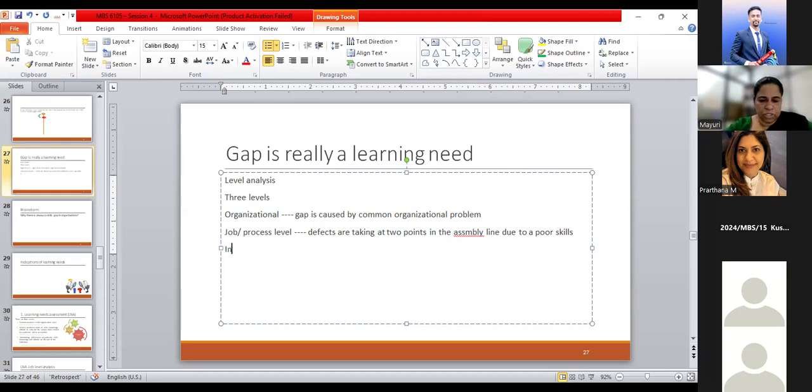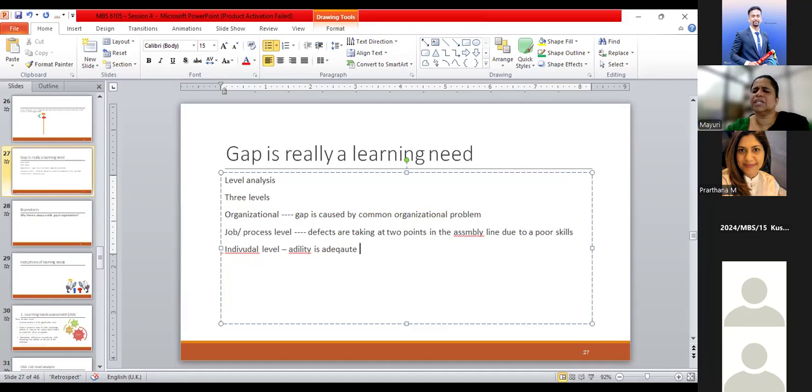And then we do individual level analysis. Whether the individual's ability is adequate to process the requirements. If it is not adequate, we identify it as an individual learning need. If it is a process problem, it's a process learning need. If it is an organizational wide need, it's an organizational level learning need.